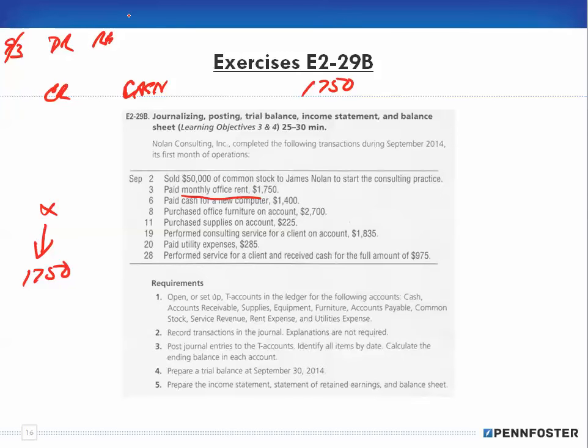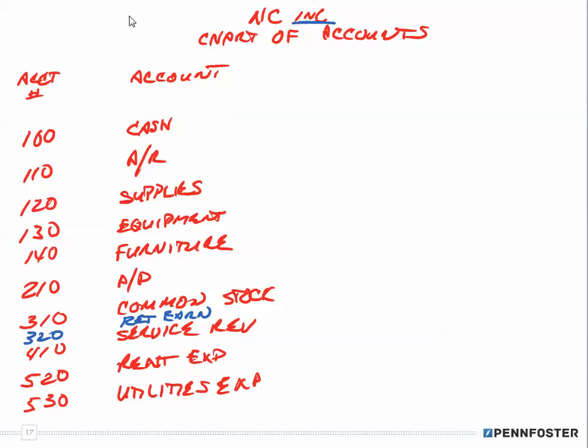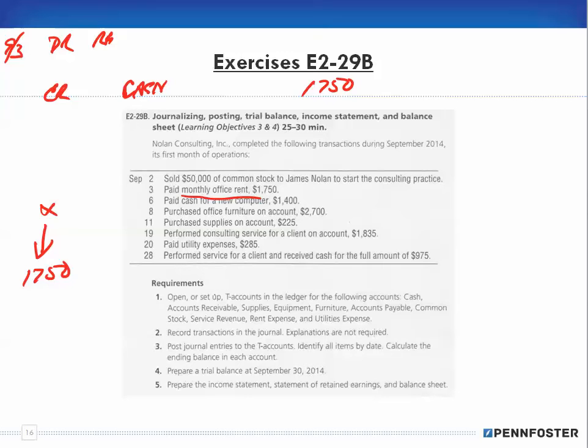So I look at my chart of accounts, and I say, okay, I know it's not an asset, it's not a liability, it's not equity, it's not revenue, it's an expense. Well, what accounts do I have under expense? Rent expense. And that's how I decide to use the rent expense account.